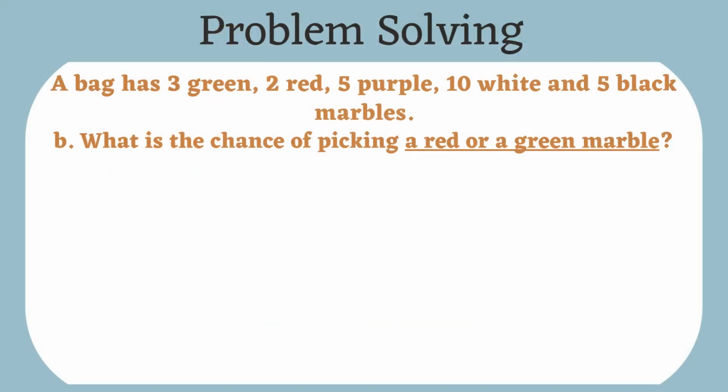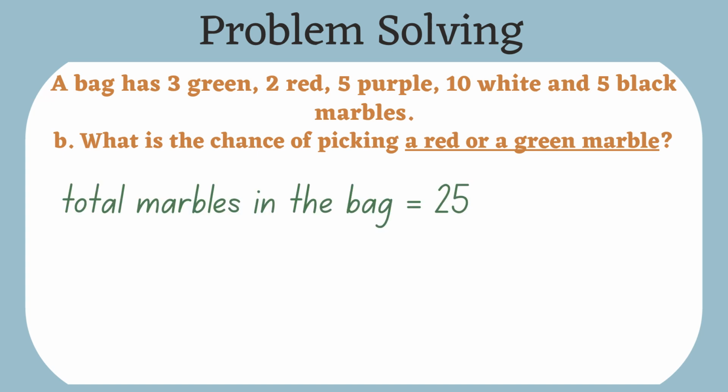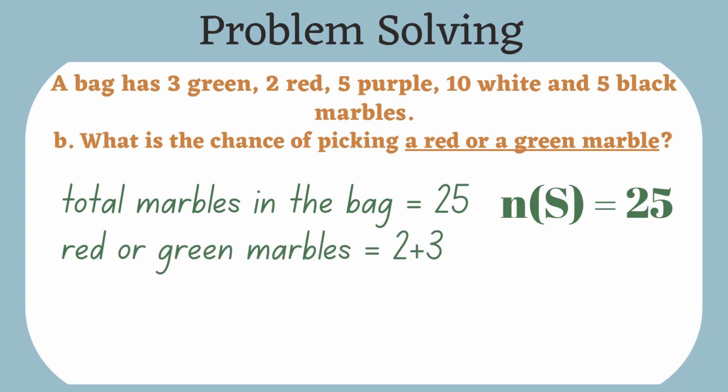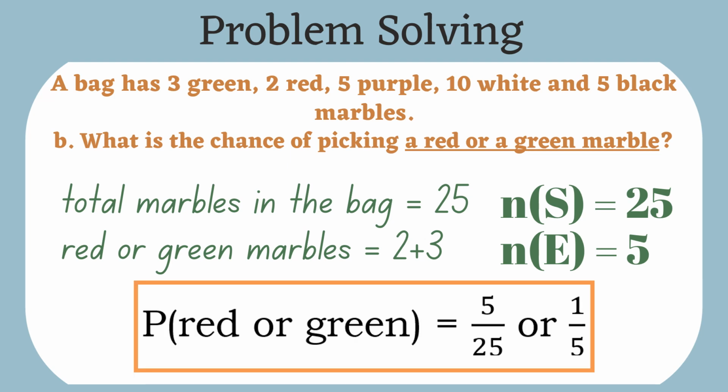Here are our answers to the given problems. In determining the chance of picking a red or a green marble, we have a total of 25 marbles, so n of s is equal to 25. Then, we have 2 red marbles and 3 green marbles. Adding them together gives us 5 marbles. Thus, n of e is equal to 5. Therefore, the probability of picking a red or a green marble is equal to 5 over 25 or 1/5.